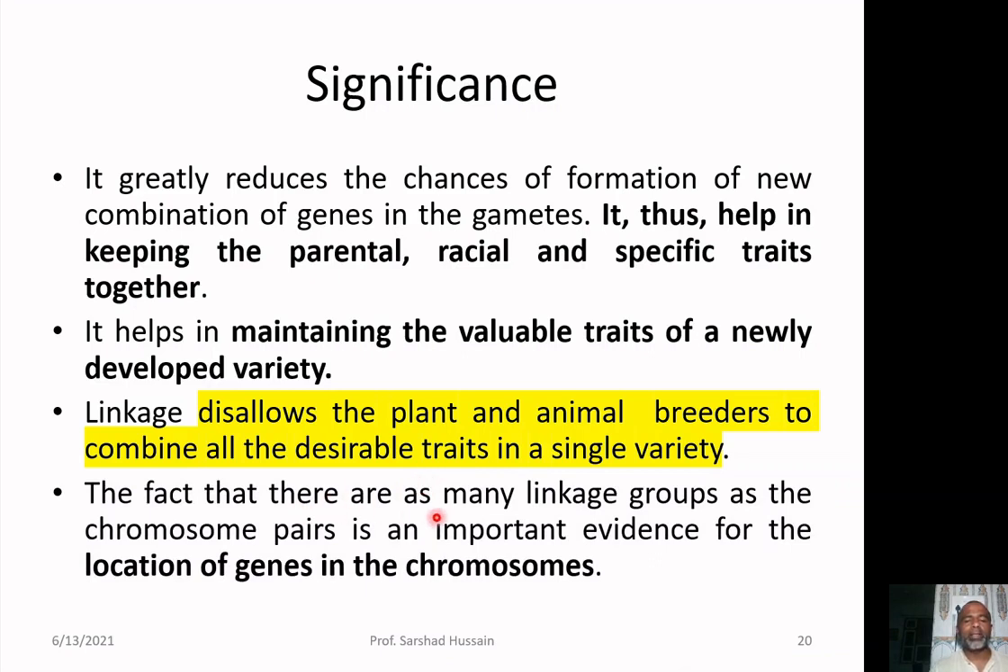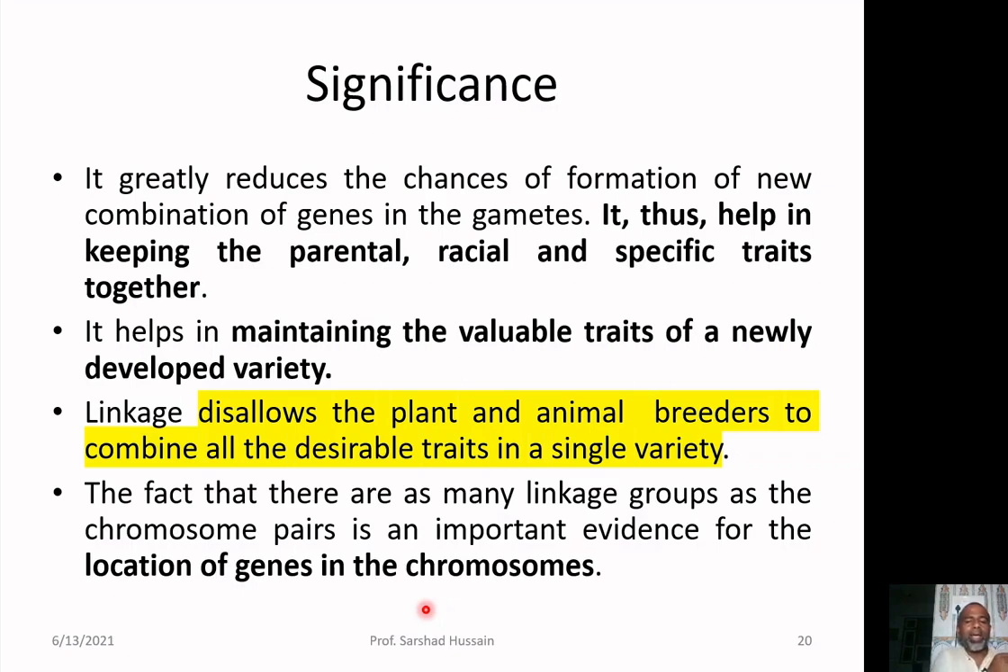The fact that there are as many linkage groups as chromosome pairs is important evidence for the location of genes in a chromosome. It is very technical. Say, for example, you are looking at certain characters that are always visible together in the individual. As we have already discussed in the previous slide, I am taking another example. In maize also, whenever there is a short plant, the short plant has low quality corn.